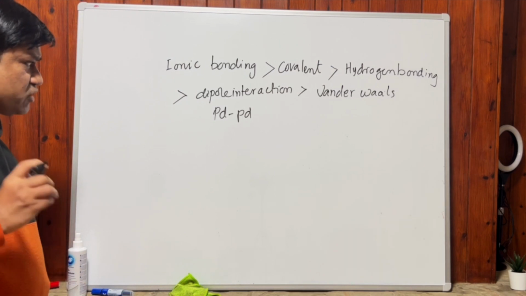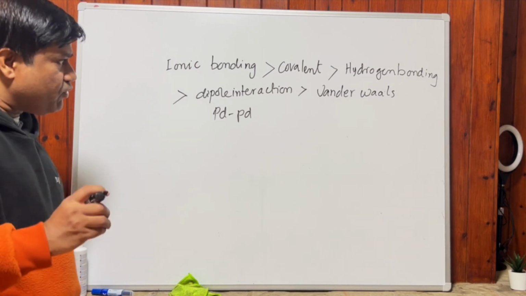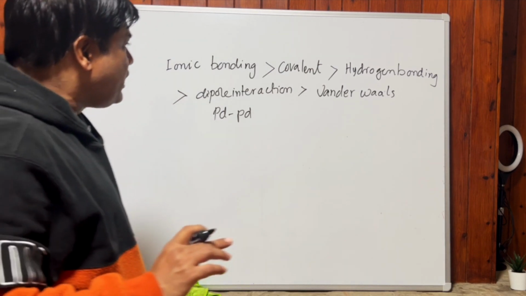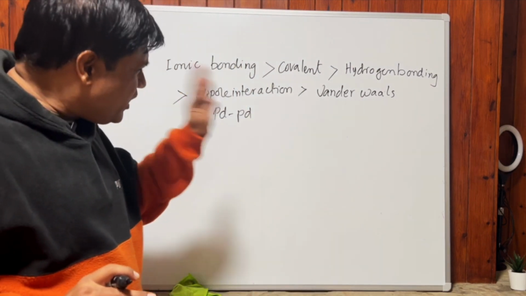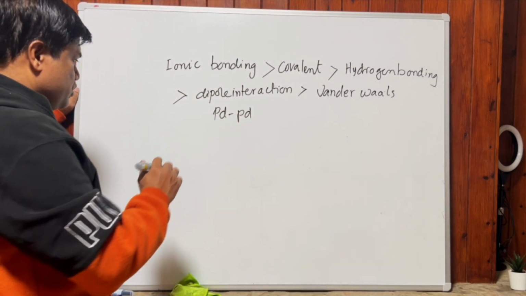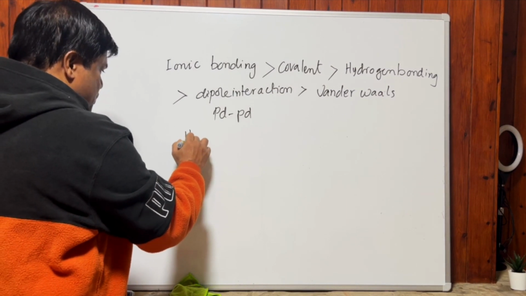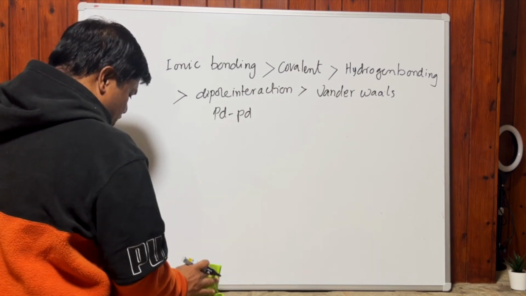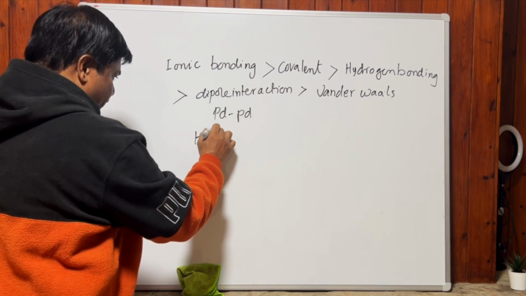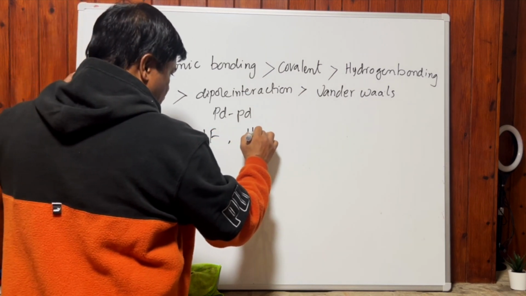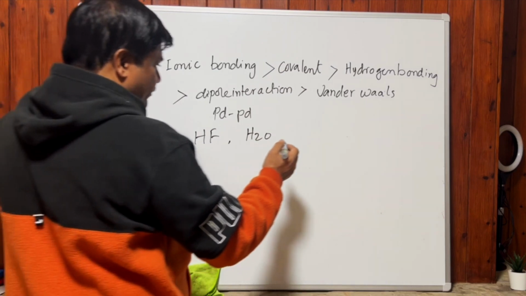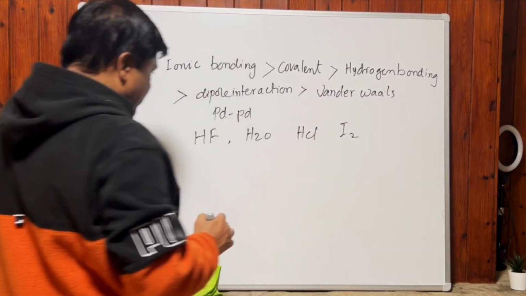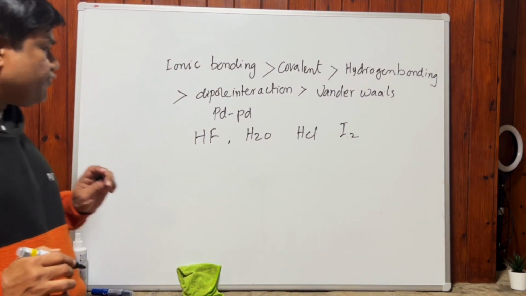For any molecule, if they ask you what type of force of attraction is present in a non-polar molecule, you can blindly say van der Waals force of attraction, which is the weakest force. So, for example, H2O, and I will give you HF. Look at the HF molecule, HF and H2O, and we have HCl, I2. Predict the type of intermolecular force of attraction.